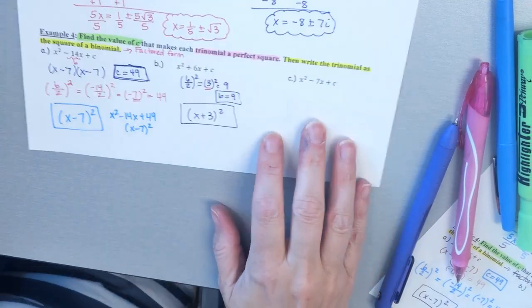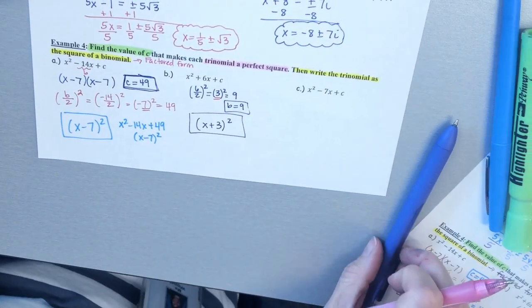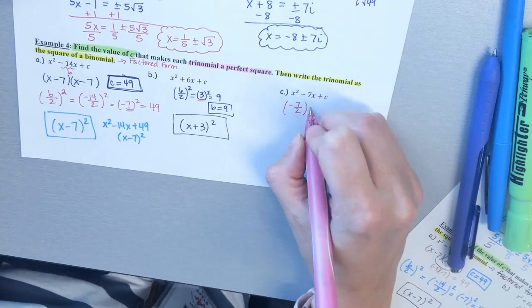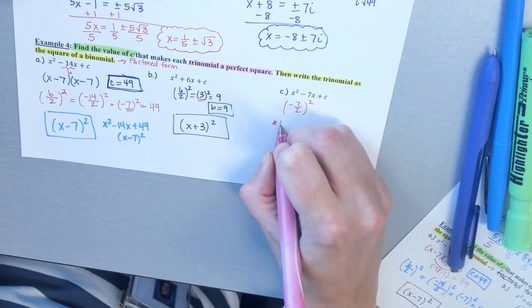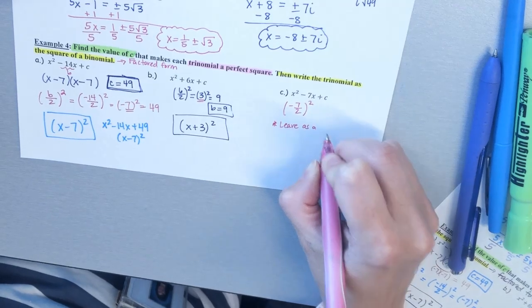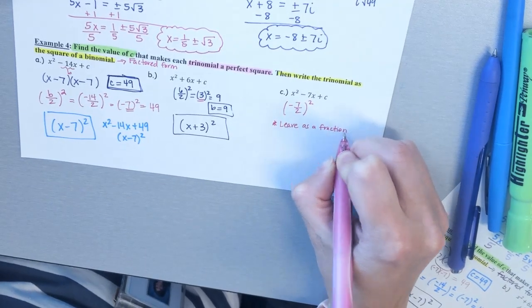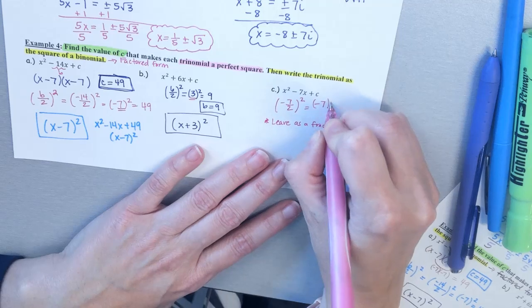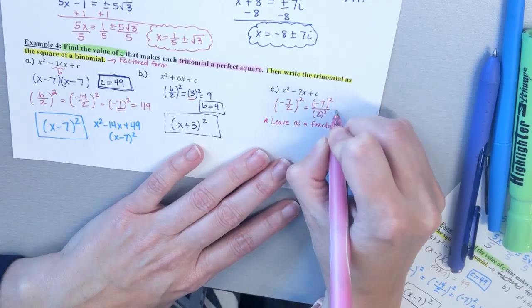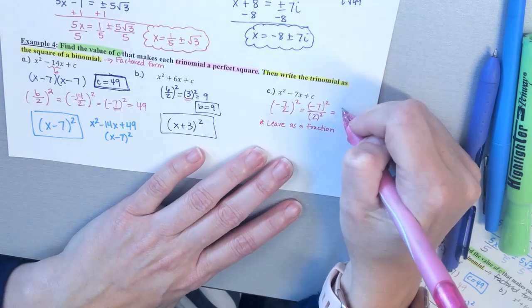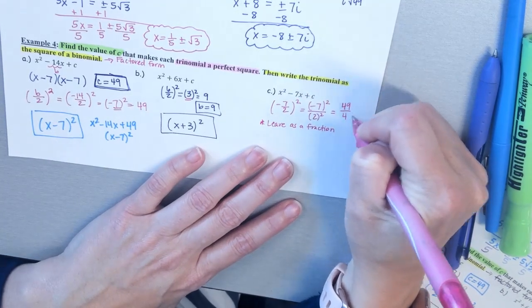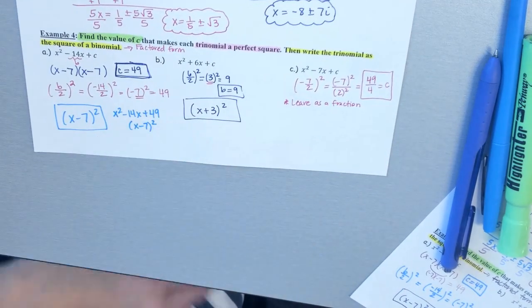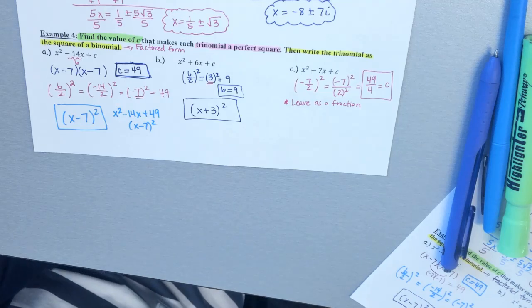For c, this is a little different because it is odd. When it's an odd number and you're doing this without a calculator, you are not going to mess around with those decimals. You're going to leave this as a fraction. When you are squaring a fraction, all you have to do is square the numerator and square the denominator. So negative 7 squared is 49, 2 squared is 4. That's going to be your value of c, so 49/4. Don't write that as a decimal, leave it as a fraction.